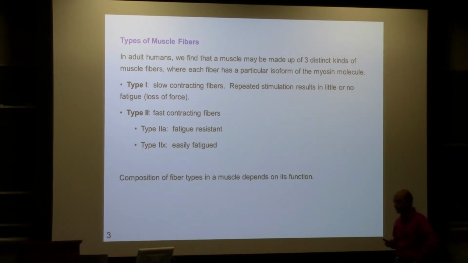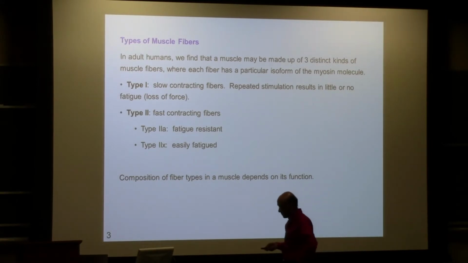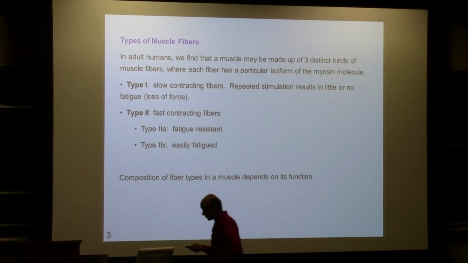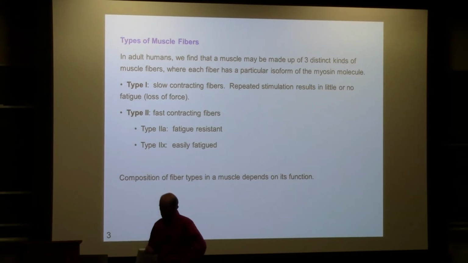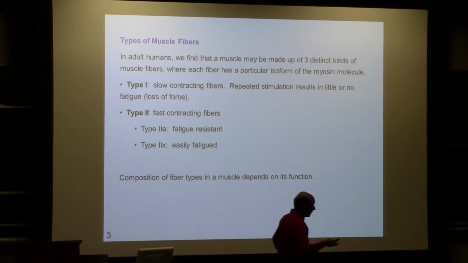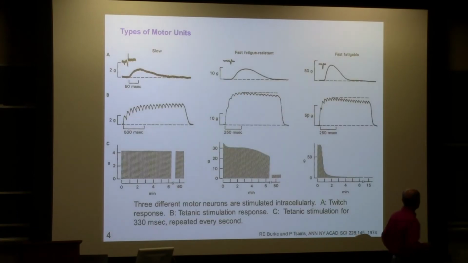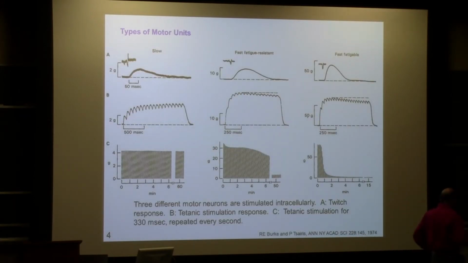Your diaphragm is made up of entirely type 1 slow contracting muscle fibers, and through stimulation we'll see that it always will cause a contraction, and it never has the fatigue properties of, say, your leg muscles or your biceps. All right, so let's look at these types of muscle fibers and how they respond to stimulation.